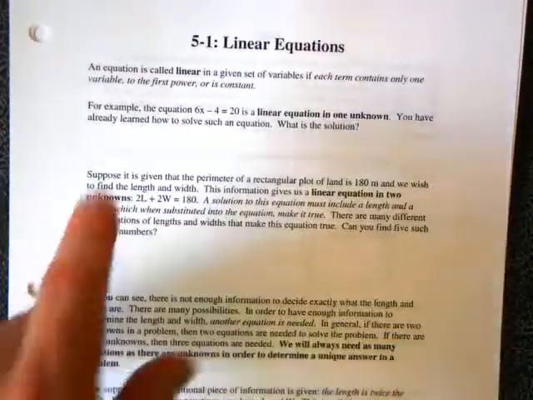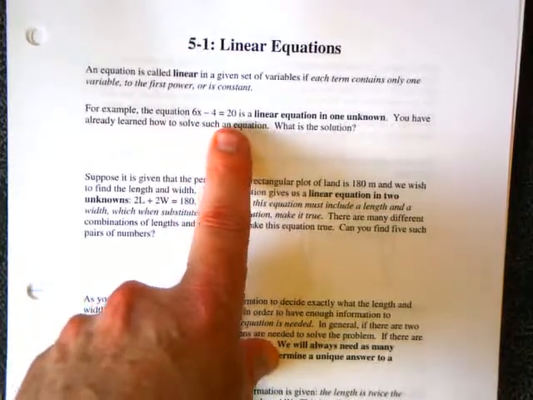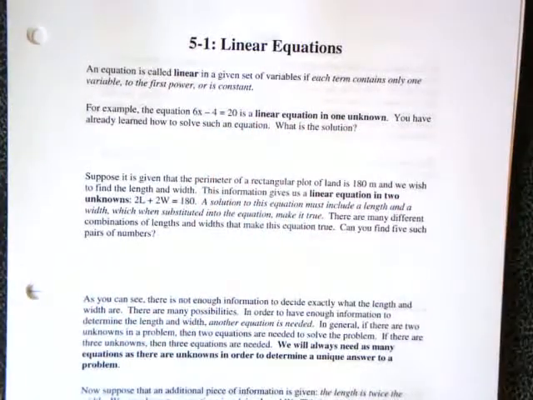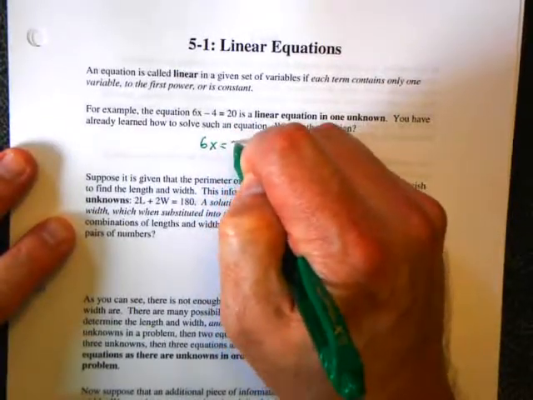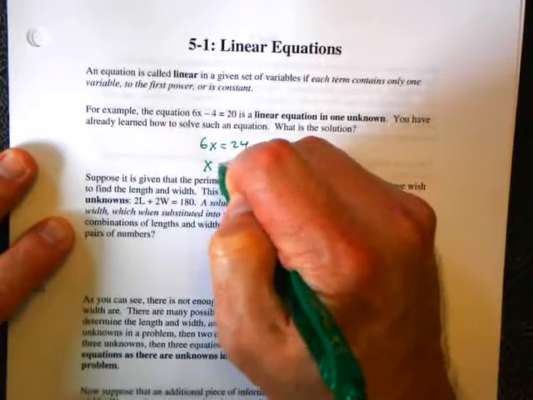And then it says, for example, the equation 6x minus 4 equals 20 is a linear equation in one unknown. You have already learned how to solve such an equation. All right, well, what is the answer? How do you solve that equation? X equals 4. Yeah, you do it in your head, don't you? That one's so easy. What did you do in your head? You added the 4 to both sides, so 6x is 24, and then divided, x is 4.